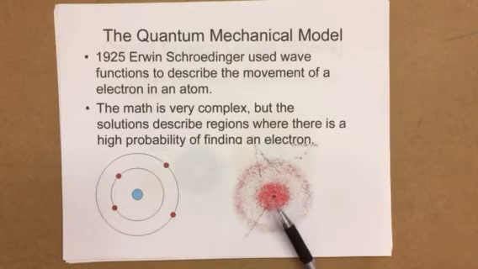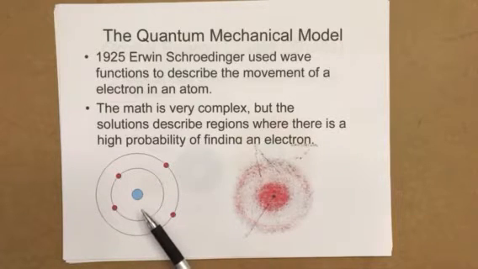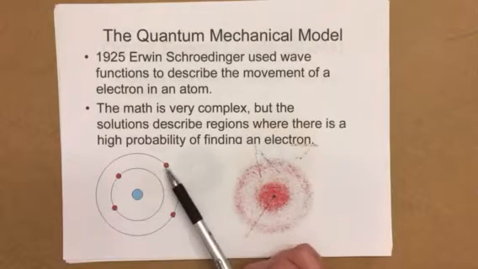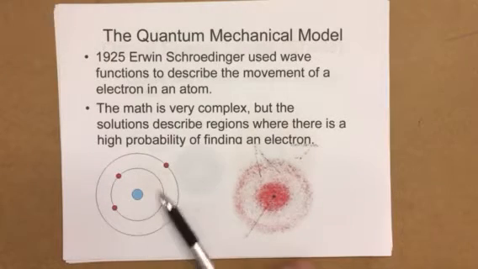So here's two images that compare the two models. Here's Bohr's model. In this model, you have the nucleus, and then you have different orbits where the electrons circle around the nucleus, kind of like planets around the sun.